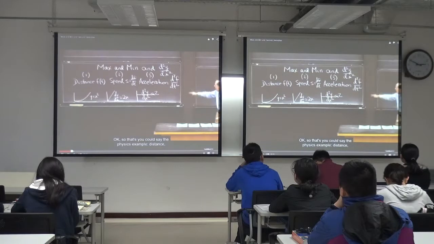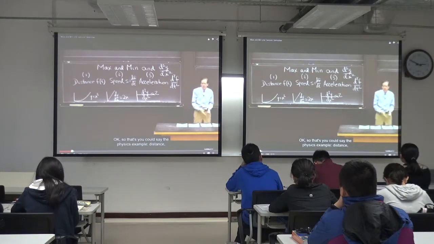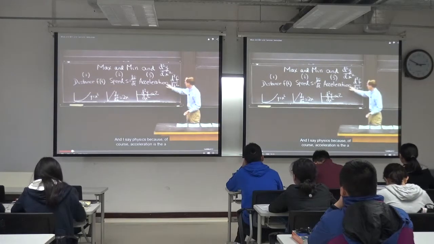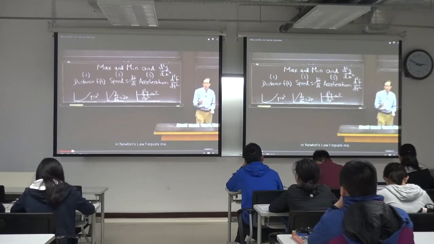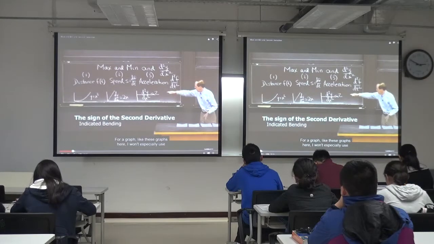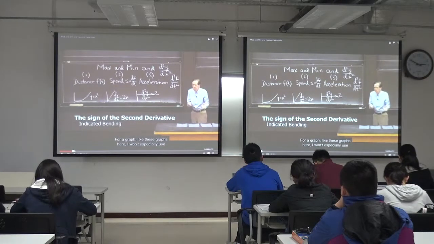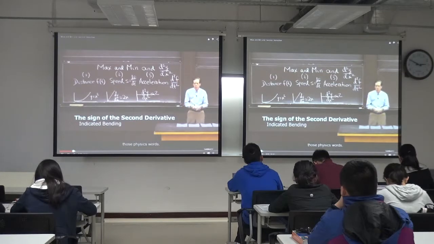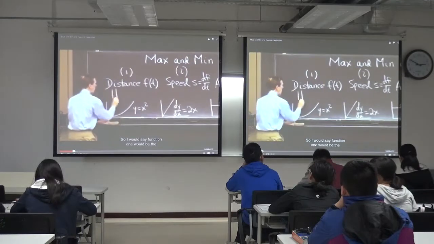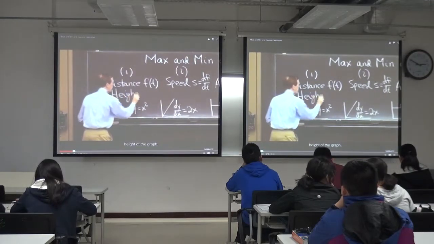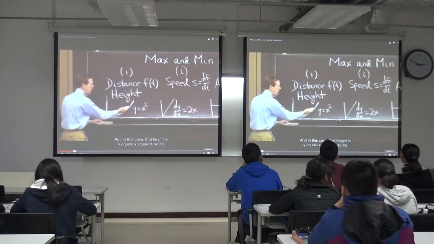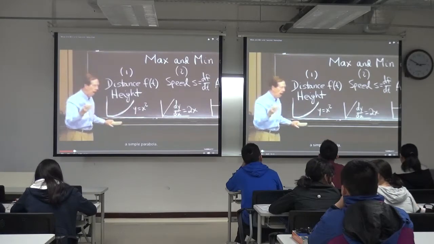d squared. Okay, so that's, you could say, the physics example: distance, speed, acceleration. I say physics because, of course, acceleration is the A in Newton's law, F equals MA. For a graph, like these graphs here, I won't especially use those physics words, I'll use graph words. So I would say function one would be the height of the graph. And in this case, that height is y equals x squared. So it's a simple parabola.